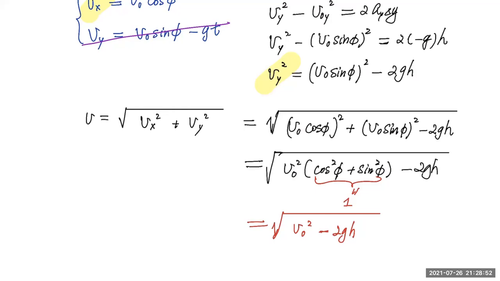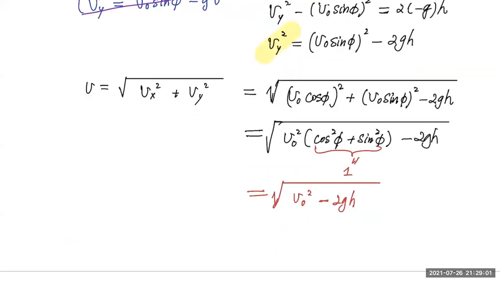But what is the physics in it? How come the angle phi doesn't matter? Is there a simpler way to find the final speed? The answer is yes. And the answer lies in the work energy theorem. So let's add a page here. I want to revisit this problem using the work energy theorem.